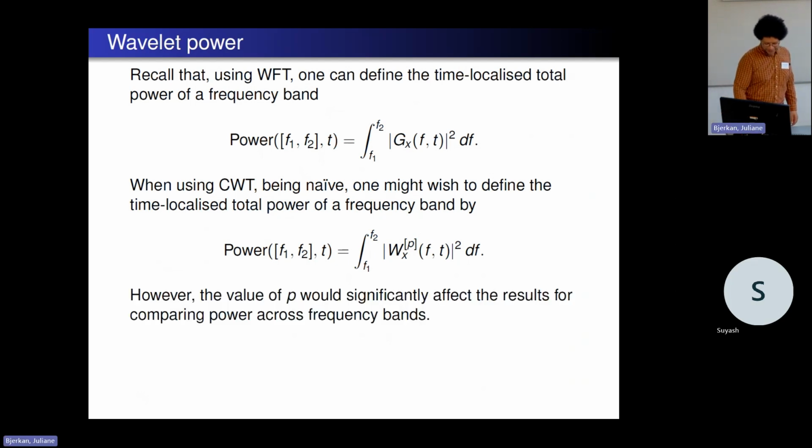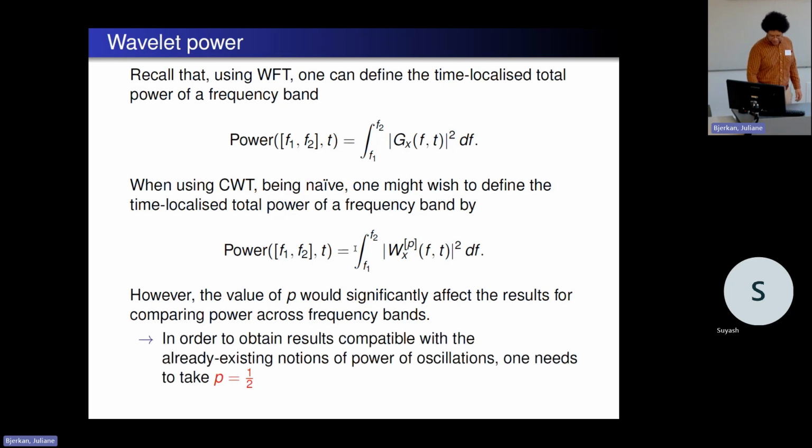Okay. The value of p would significantly affect the results for comparing power across different frequency bands. And so if I'm going to use this, I need to care about what value of p is the correct one, if any. Is there even any value of p that will give an appropriate way of comparing the power of frequency bands? It turns out that in order to obtain results that are compatible with the already existing notions of power of oscillations, you need to take p equal to 1/2.